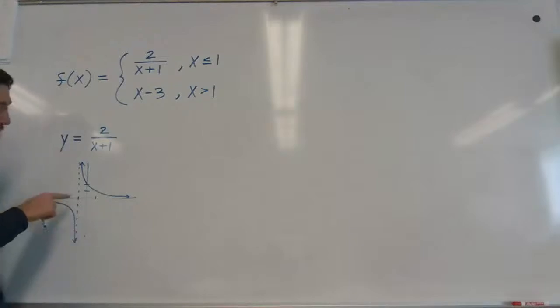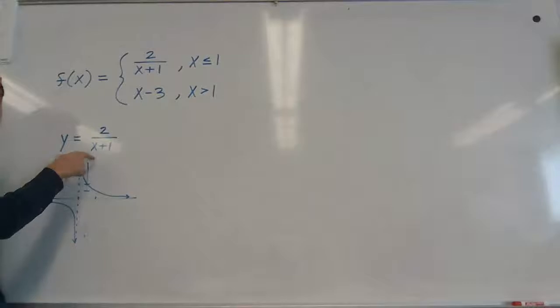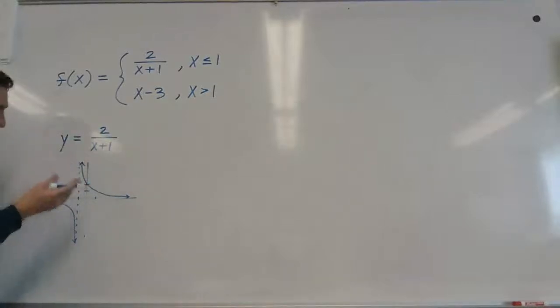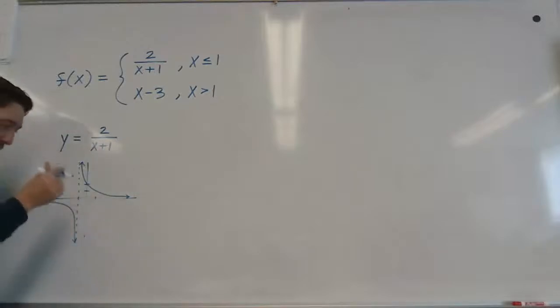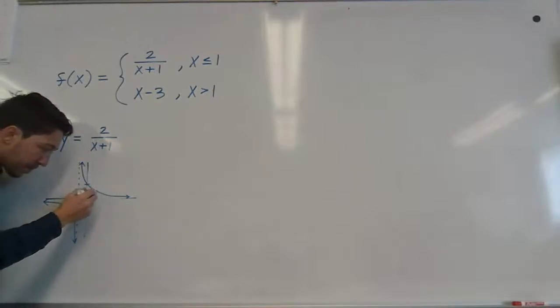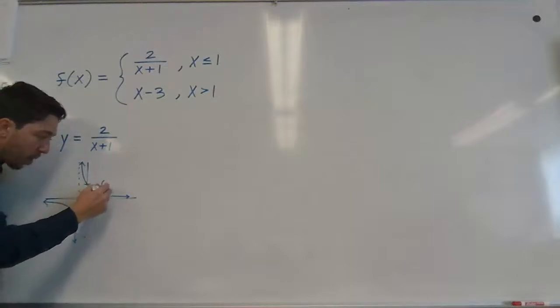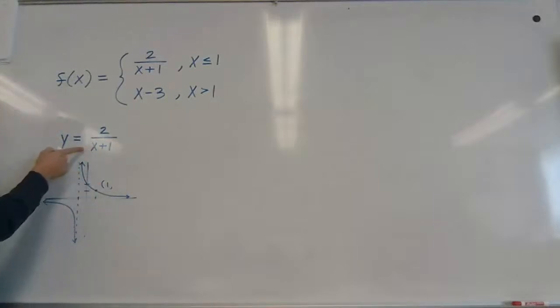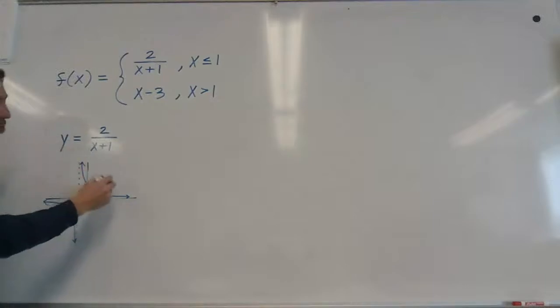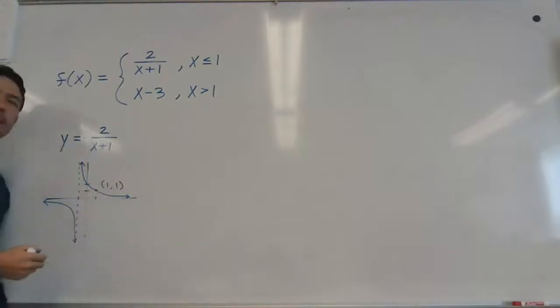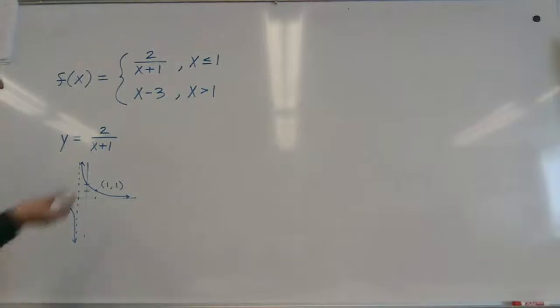Or we can think of it as a stretched, shifted 1 over x function. That's another way you can think about this one. But in any case, this is what it looks like. And I'm going to also identify this point right here. When x is 1, what's the y value? 1. So why do you think I care about that point? Just because it happens to have integer coordinates? Very good.